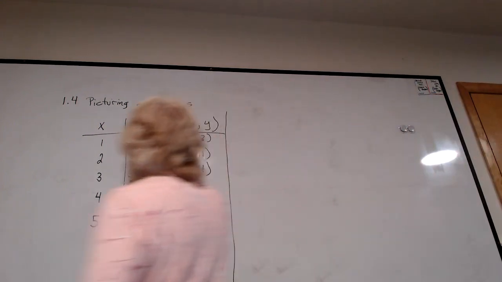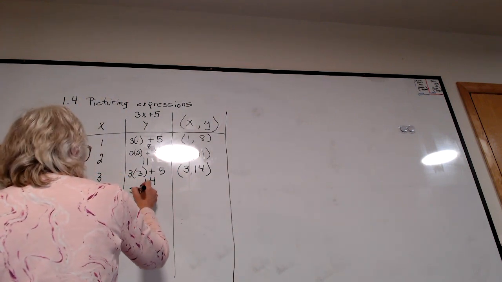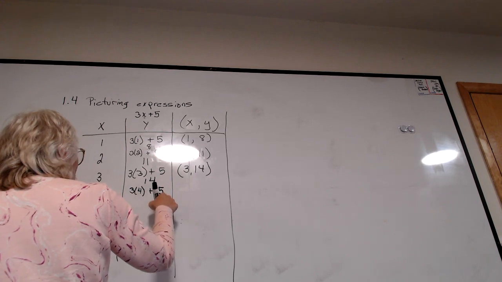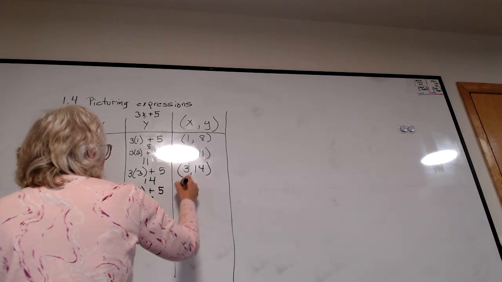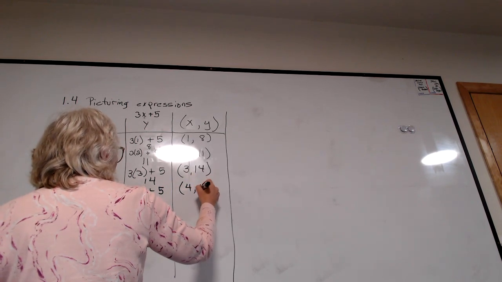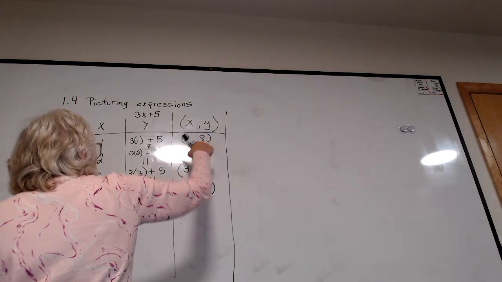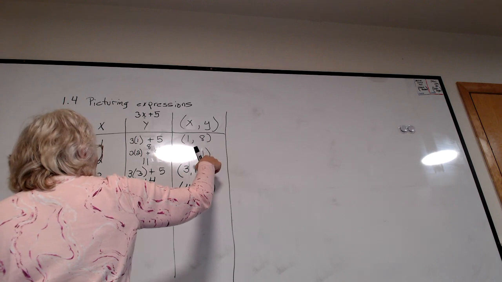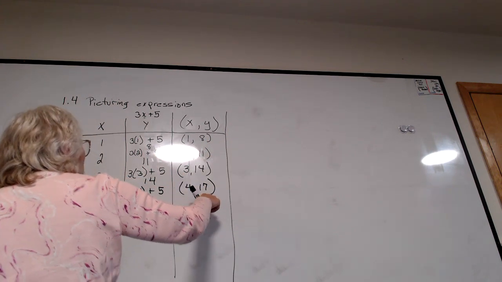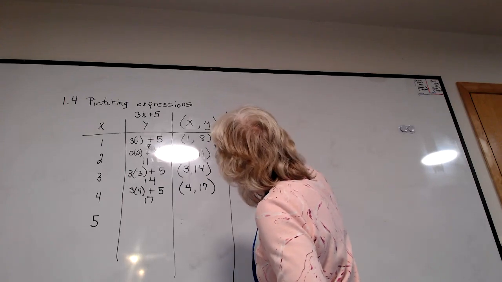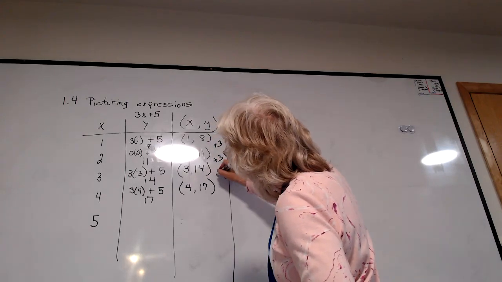So the next one we're putting 4 in, so I'm going to go 3 times 4 plus 5. 12 plus 5 is 17. So I get 4, 17. So when x is 1, we get 8. When x is 2, we get 11. When x is 4, we get 17. Notice I'm going up by 3. I was right.